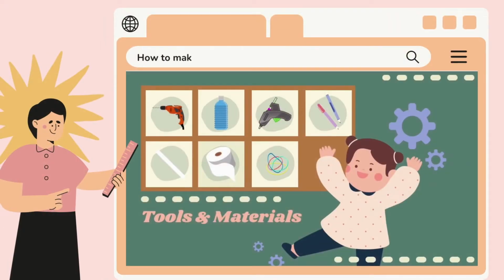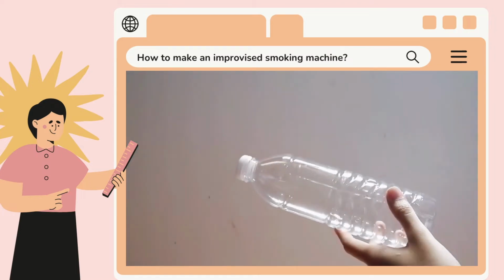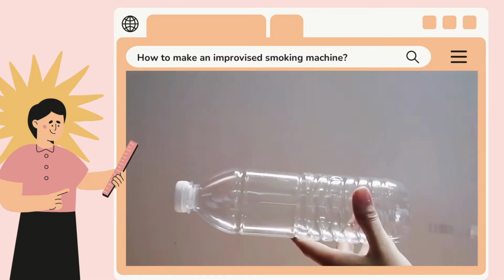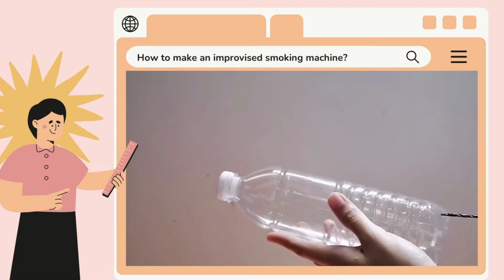To create an improvised smoking machine, we need the following materials: a screw gun, an empty water bottle, glue gun, empty pen with a removable cap, small straw to replace the cigarette, tissue paper, and some elastic bands. For the first step, we're going to put a hole at the cap and at the lower side of the bottle using a screw gun.